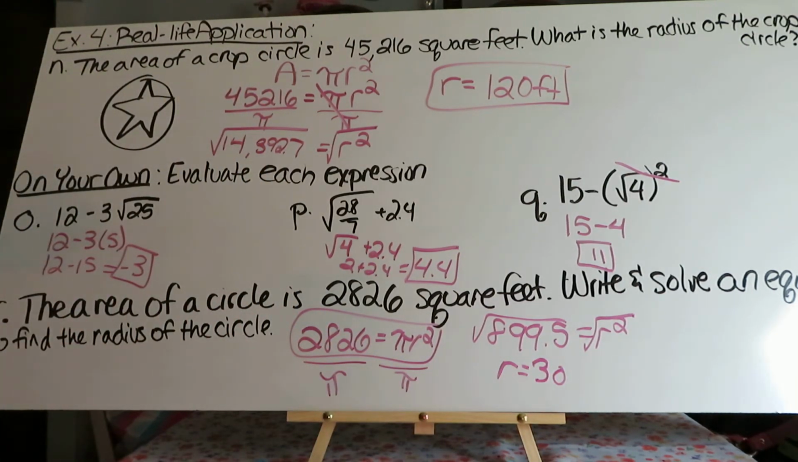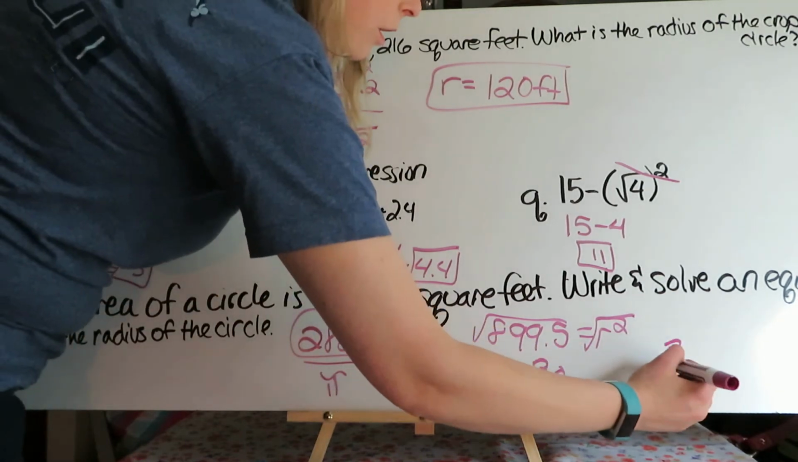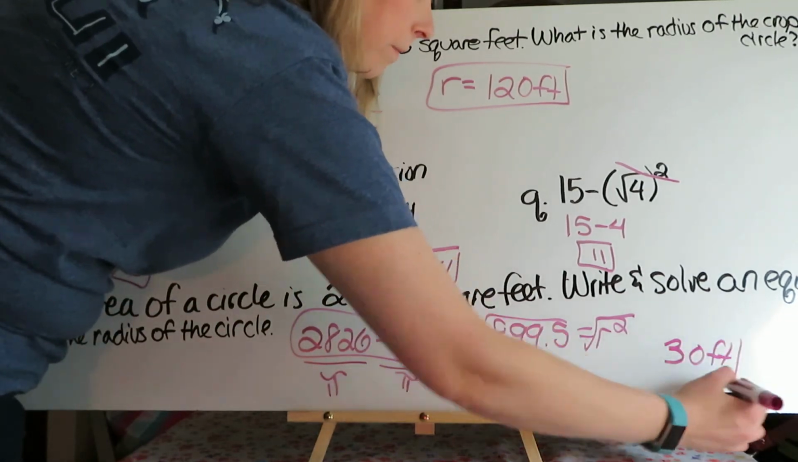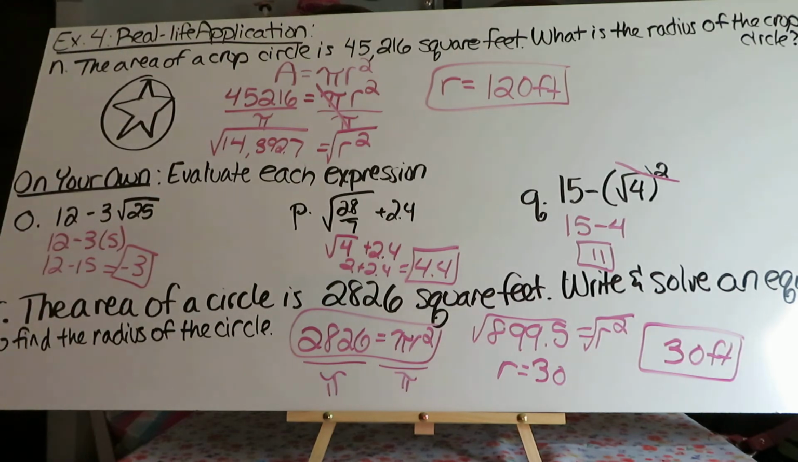So the radius of the circle is going to be 30 feet. All right, great job.